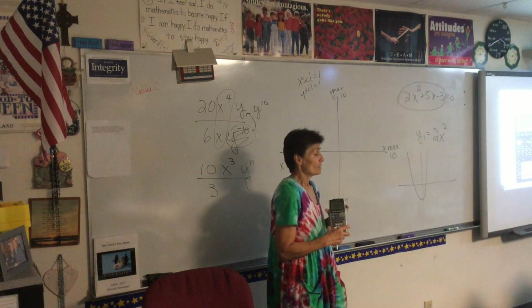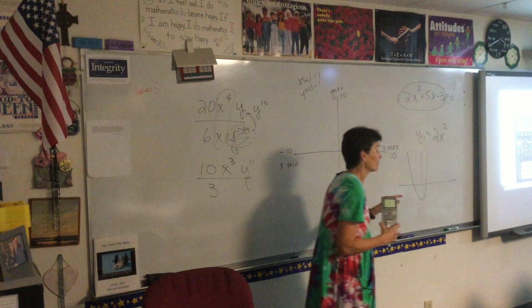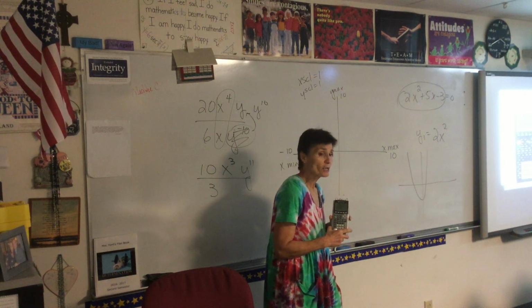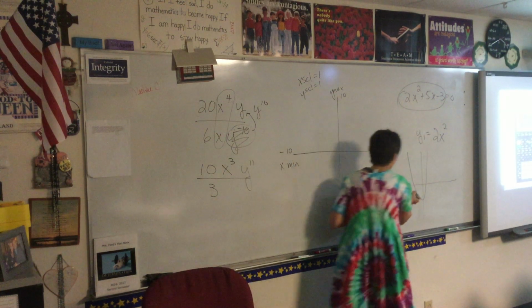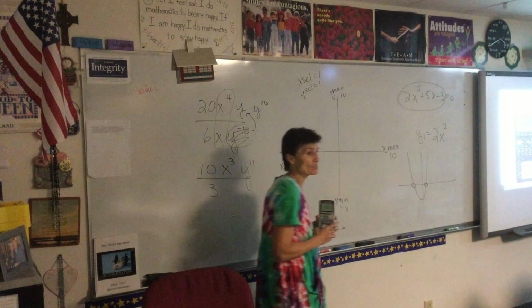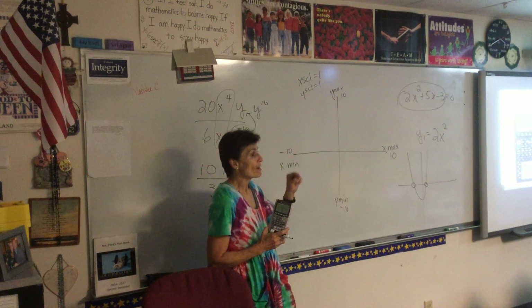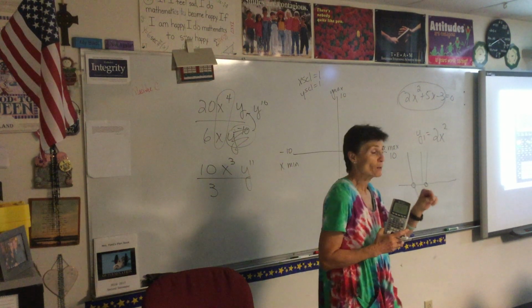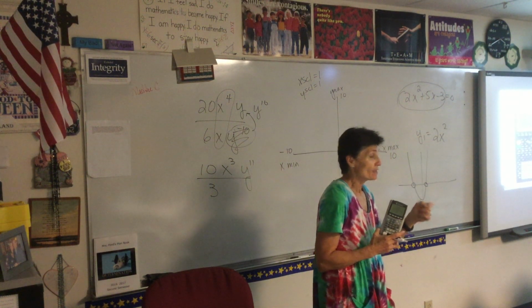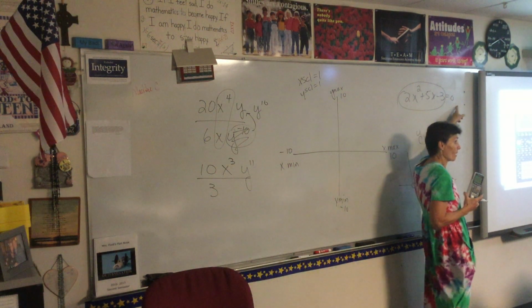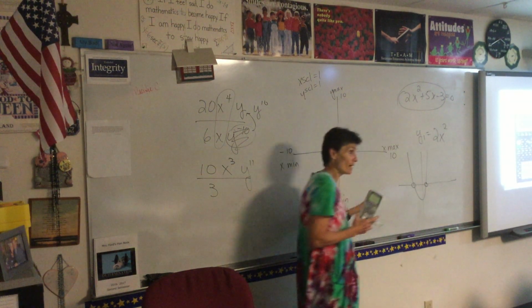Now, the directions didn't say graph. The directions said solve by graphing. The solutions to the equation are right here. Those are the answers to the equation. Where you cross the x-axis, those points are called the zeros. Those are the solutions. That's where the equation equals 0, right there, okay?